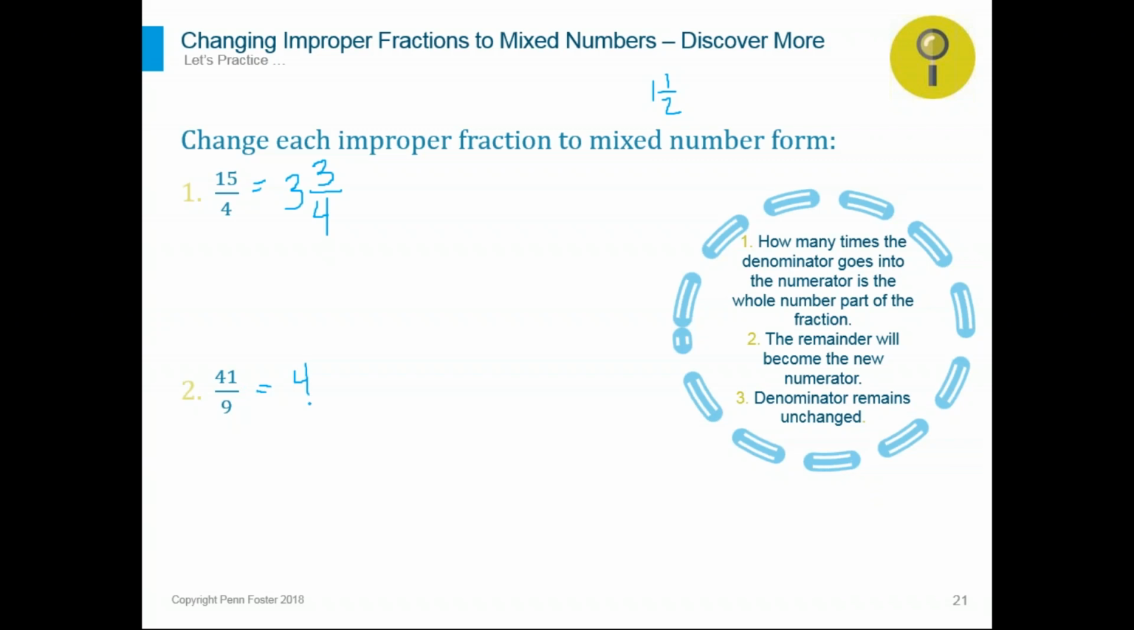Ignore the decimals and write the 4. That is the whole number part. The denominator is the same, 9. It was 9, make it a 9. For the numerator, multiply 4 times 9, which gives you 36. Subtract 41 minus 36 and you get 5 as the difference, which is the numerator for the fraction part of the mixed number. That's it. Any questions on this method?